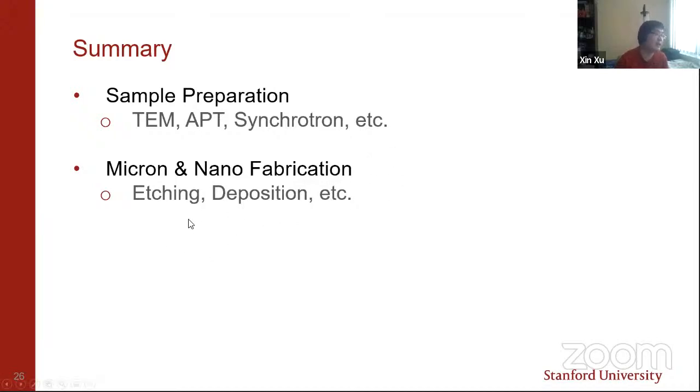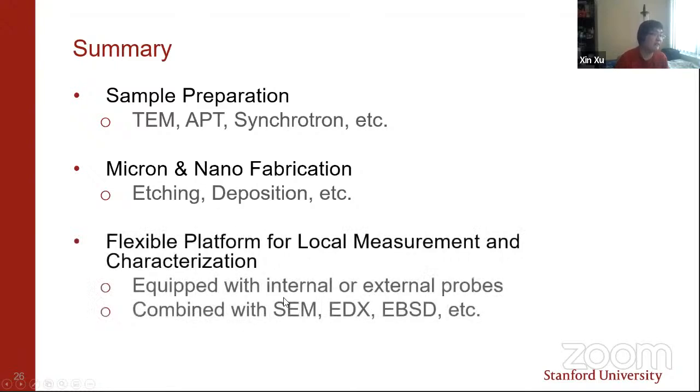For example, we can use this etching and deposition function to do some micron and nanofabrication, and even use this function to design and manufacture flexible platforms for local measurement and characterization, because the FIB has an SEM chamber and SEM electron beam column. This means you can do electron beam imaging, EDX, EBSD at the same time to help characterize the sample interface.